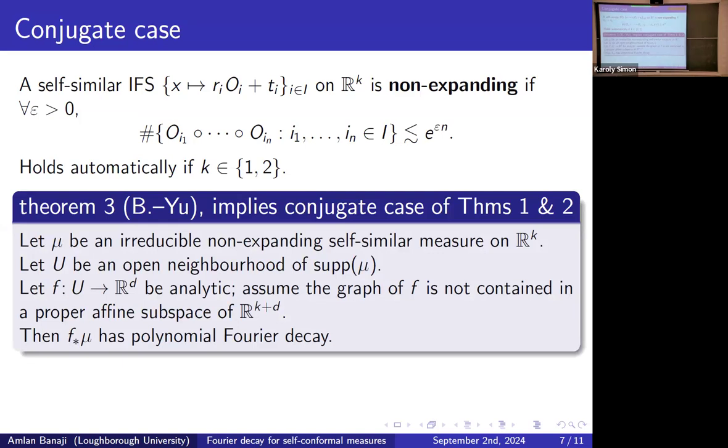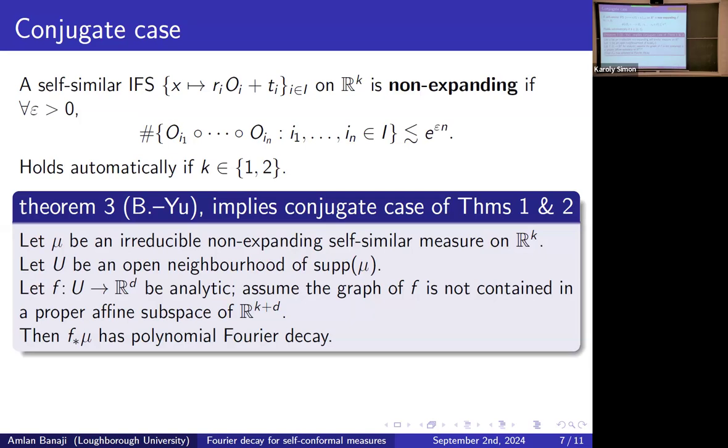So here's our push forward result, which implies the conjugate case of both Theorems 1 and 2. Of course, the k equals 1 case was proved previously in work by me and Simon. Let mu be an irreducible, so not supported on any affine hyperplane, non-expanding self-similar measure on R^k. Let U be an open neighborhood of the support of mu, and let f be an analytic map from U into R^d. So this result holds for arbitrary dimensions k and d. Now we assume a non-degeneracy assumption on the function f, which is that the graph of f is not contained in any proper affine subspace of R^(k+d). Remember, the graph of f is some subset of R^(k+d), and we don't want that to be contained in an affine subspace. Then the push forward of your measure mu under f has polynomial Fourier decay.